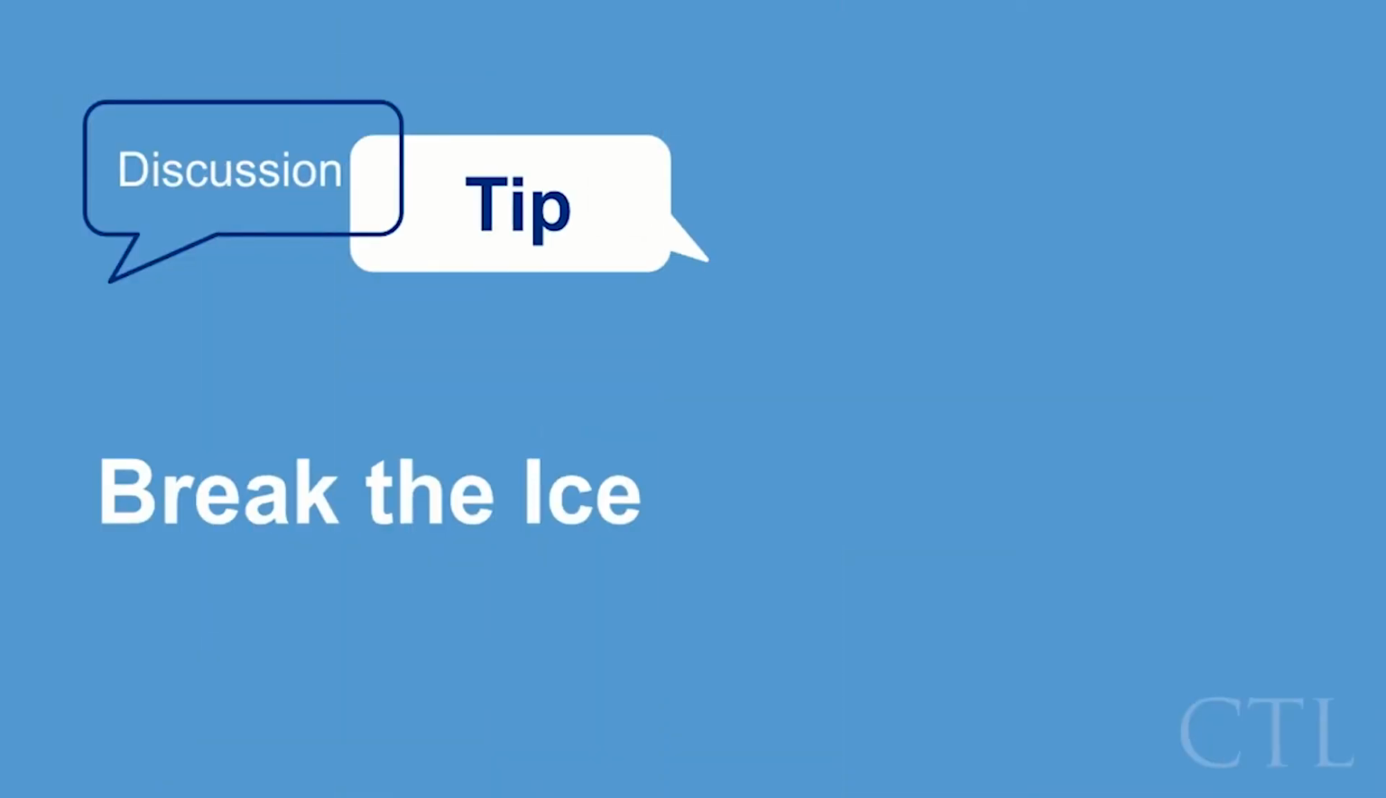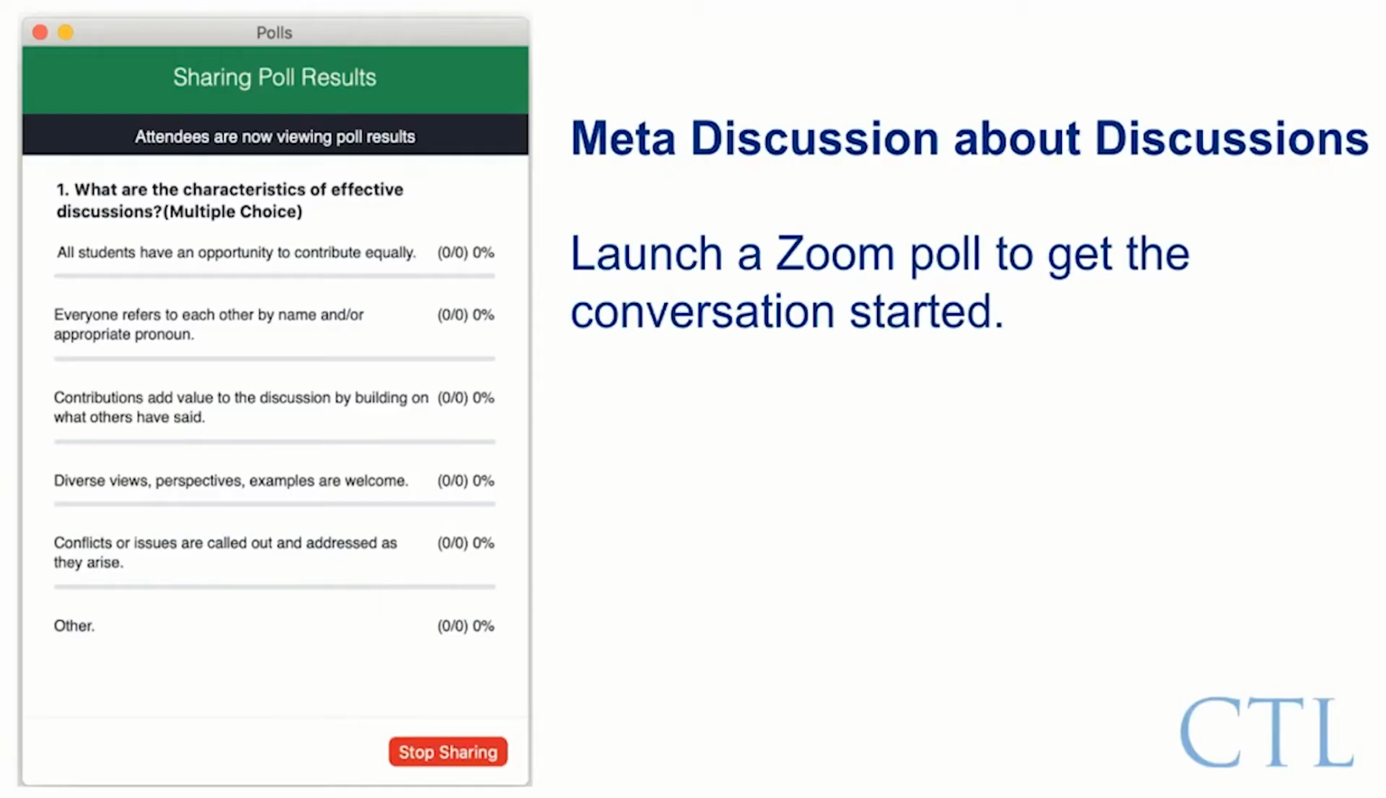Discussion tip: break the ice. Icebreakers are another great way to get students actively engaging in discussion early in the semester. You might engage students in a synchronous meta-discussion about discussion, prompting them to consider what makes for effective discussions via Zoom. A multiple-choice Zoom poll, which lists out the characteristics of effective discussions, like the ones shown here, could provide a starting point for the discussion. Student responses could serve as fodder for discussion guidelines, and the activity itself will prime students for discussion expectations.